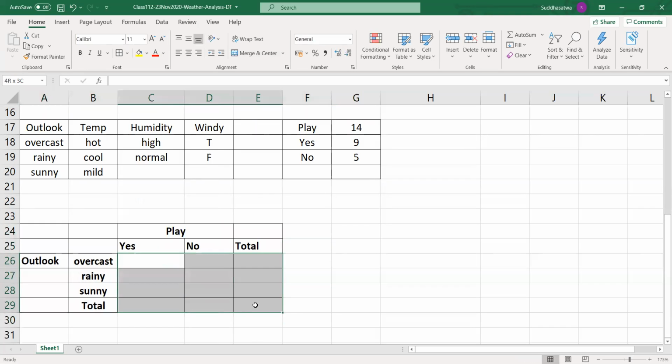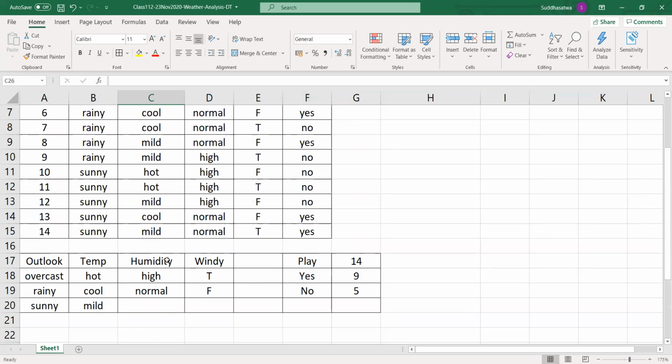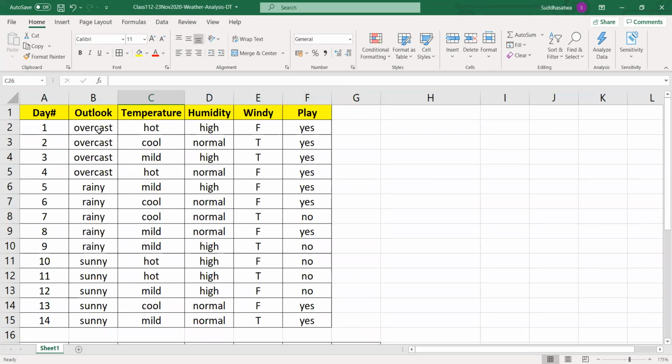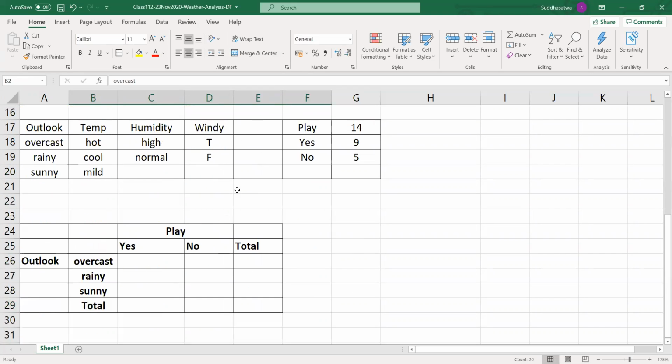Now I will do some calculations here. These calculations will be very rudimentary, so let's do it quickly. If you look at the data for Outlook being overcast, play is every day. So we have 4 yes and 0 no.